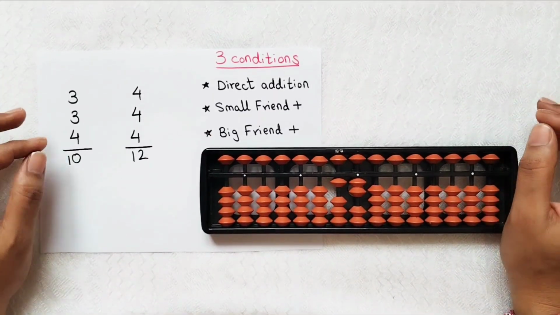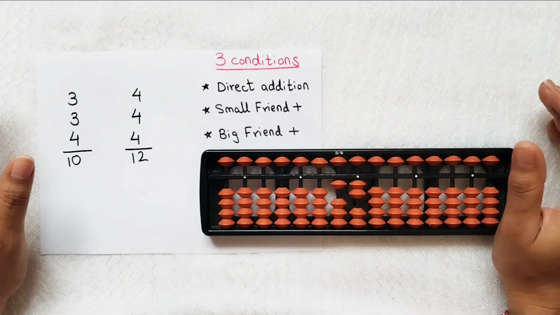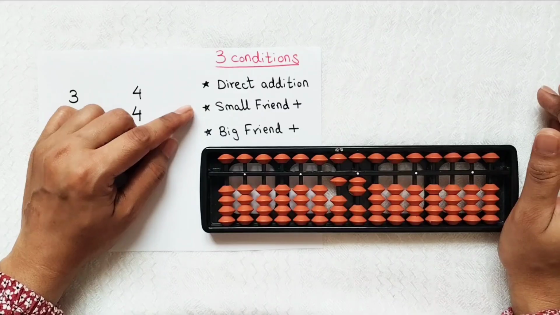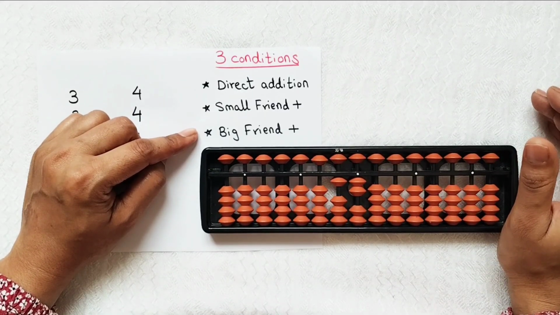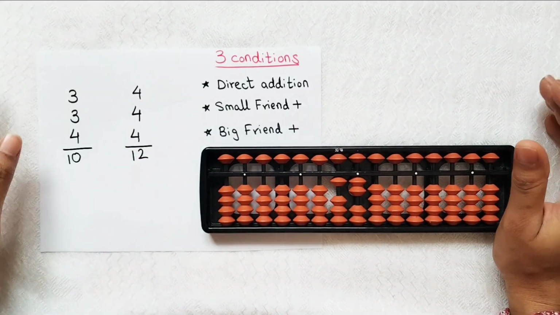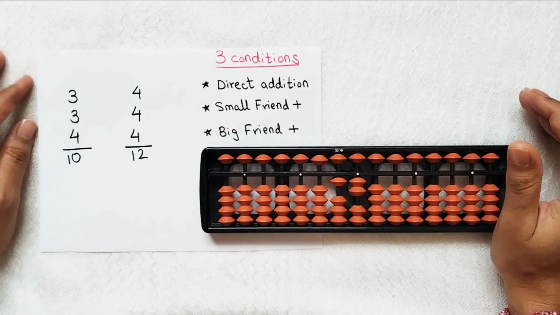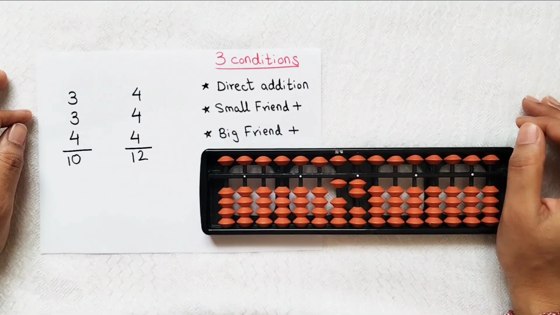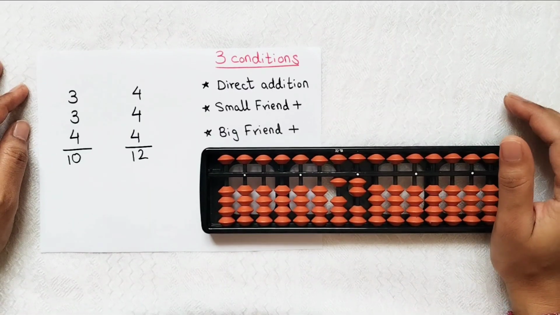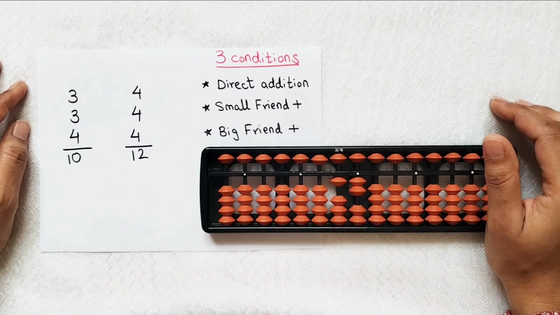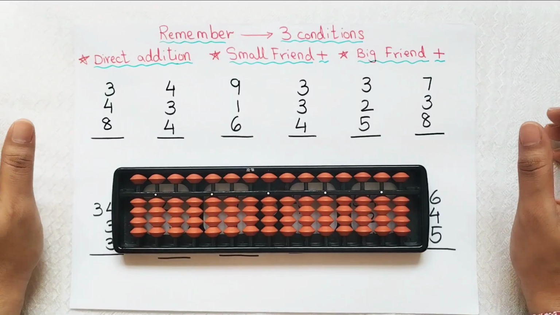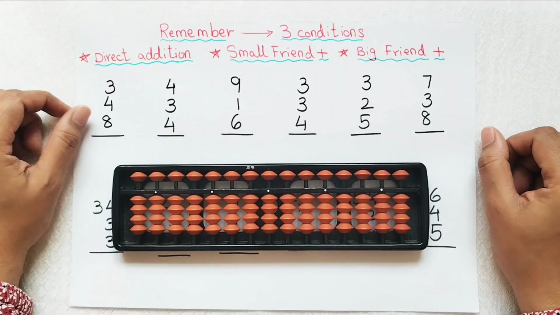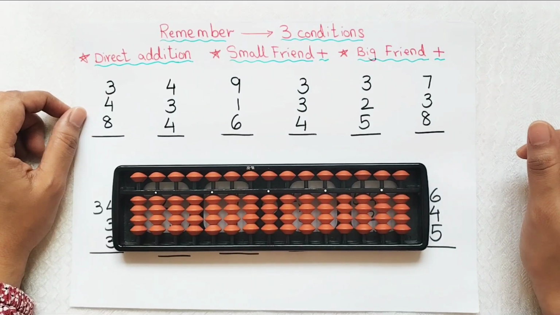Always remember, we have to go for direct beads. If direct beads are not possible, you use small friend addition. If not, then you have to use big friend addition formula. Now we are going to solve some more sums using these 3 conditions. By solving these sums, you will gain a good understanding whether we have to do it directly or we should use small or big friend formula. Let us begin. Always remember 3 conditions. First, go with direct addition, small friend and then big friend formulas.